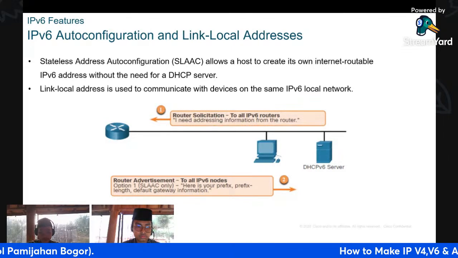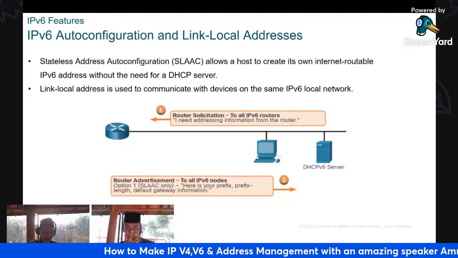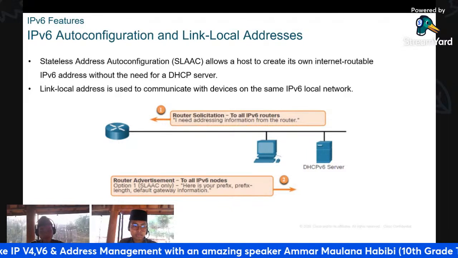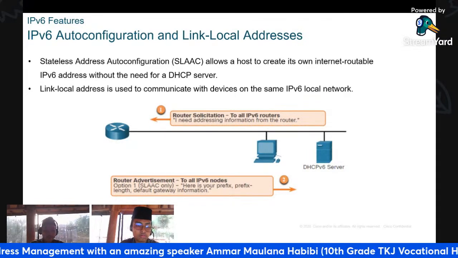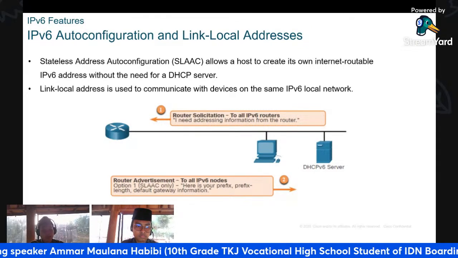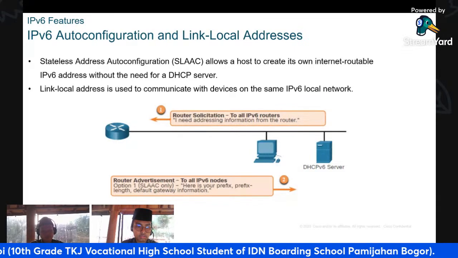To all IPv6 routers, I need addressing information from the router, and the router advertisement replies. Option 1: use stateless address auto configuration, which gives the prefix, prefix length, and default gateway information.